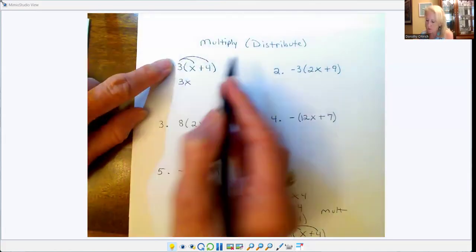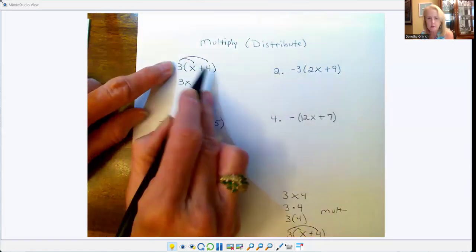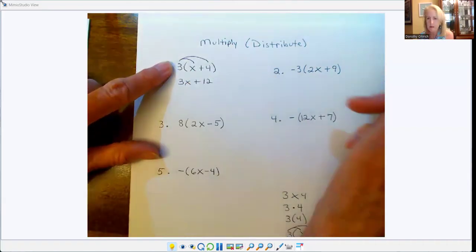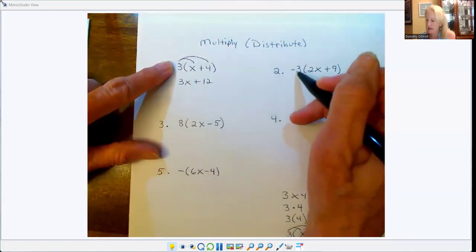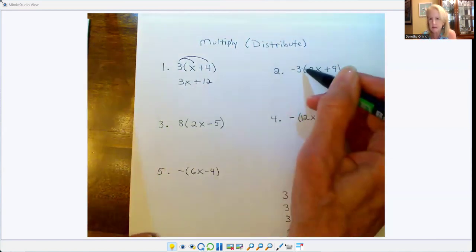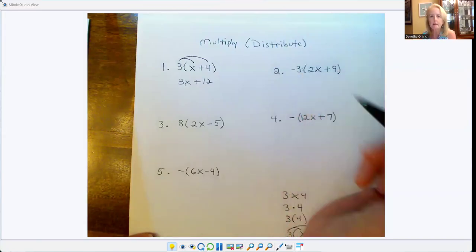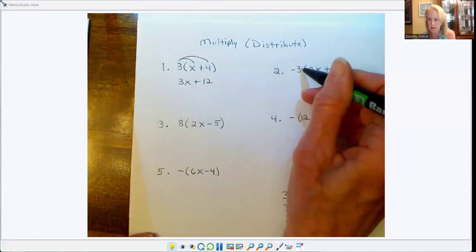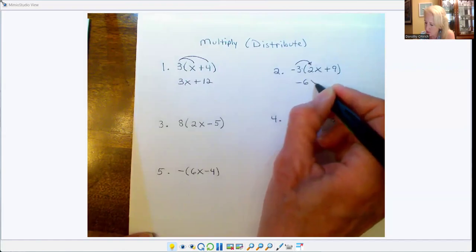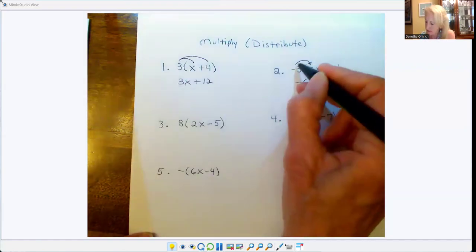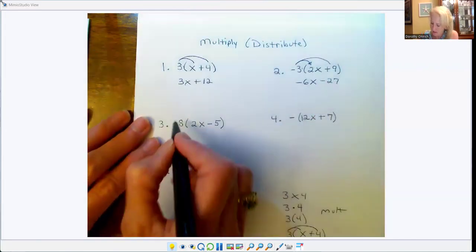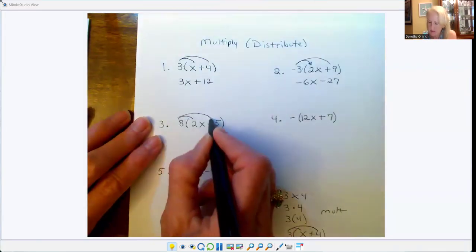So when we distribute, we're distributing by multiplying the 3 by each term inside the parentheses. 3 times 4 is 12. Here, this is not subtraction. It's a -3. There's no multiplication sign, but it is multiplication in there. There's no plus or minus sign. So if there's nothing, then we know that it's been multiplied. So we do -3 times 2 is -6, and put down the x. -3 times 9 is -27. That's distribution. 8 times 2 and 8 times -5.